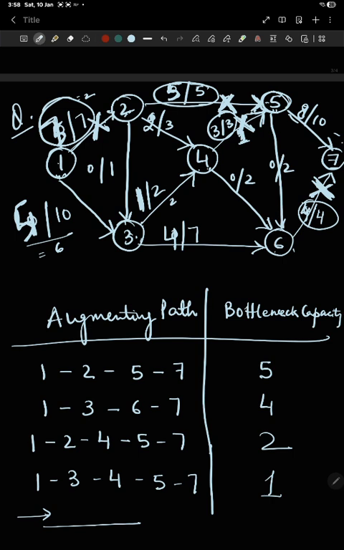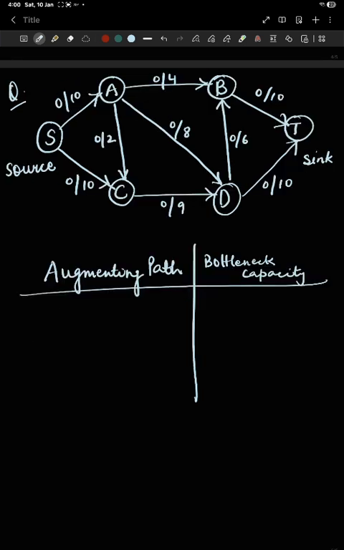Okay, so this is the final. Now the final is 5 plus 4, 9, 10, 11 and 12. So this is the maximum flow. So our answer is 12. Okay, so we'll see another example here.